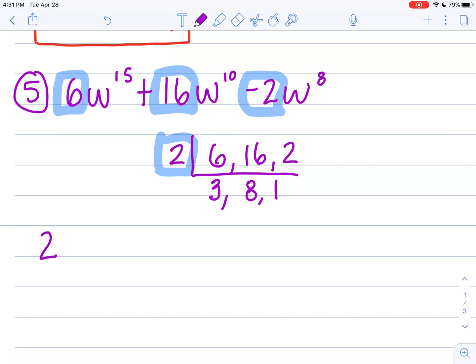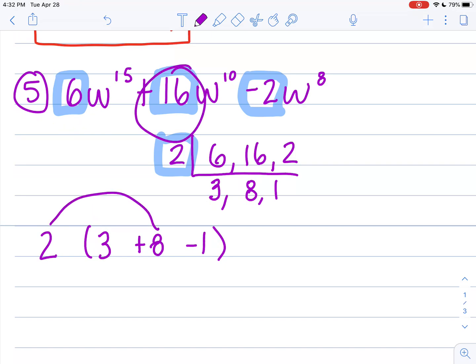So I'm going to write that right here, 2 parentheses. Oh, I need space for the w's. I'm going to put a 3 here, a plus 8 here, and a minus 1 here. Where did I get the minus 1? This is a negative 2, so I need to make this a minus 1 because when I multiply back, 2 times 3 is 6, right? 2 times 8 is 16. 2 times negative 1 is negative 2, and so I need those pieces.